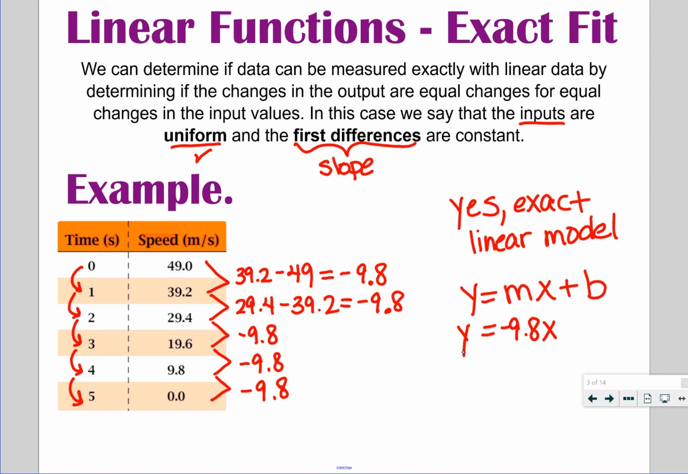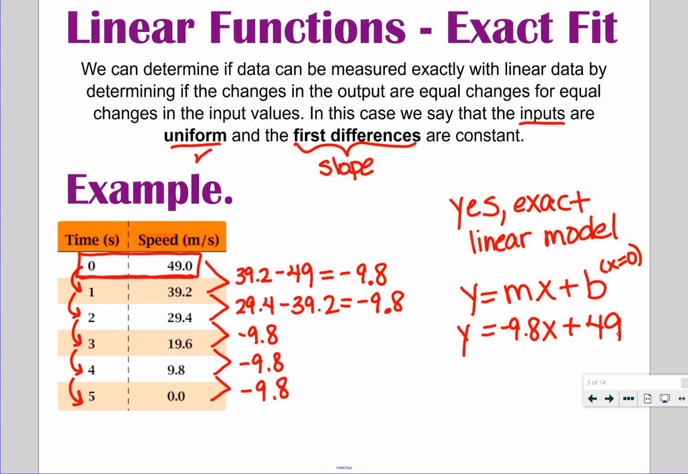The other thing you need to write an equation in slope-intercept form is a y-intercept. Remember, a y-intercept b is when x equals 0. And we actually have that in our table here. We had, when our time was 0, the speed was 49. So plus 49. And then there's your exact linear model to represent this data.